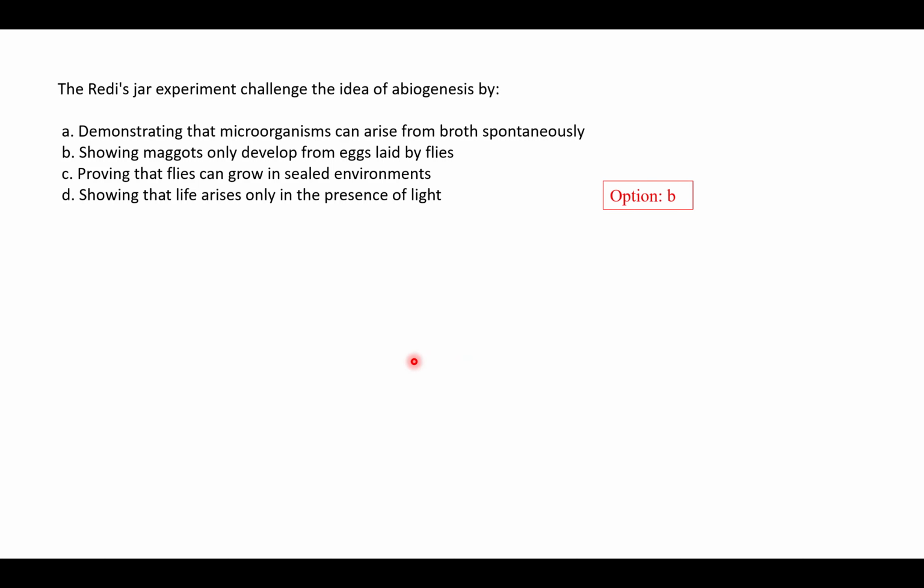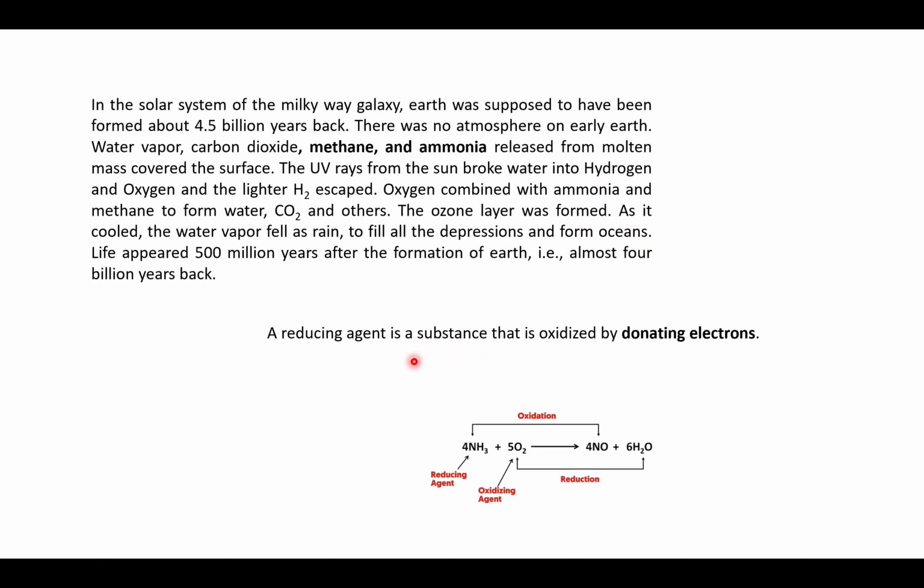So that was about the Redi's jar experiment. Okay, so as I was telling, a little more about the origin of life. In the solar system of the Milky Way galaxy, Earth was supposed to have been formed. It is approximated that the Earth was formed around 4.5 billion years back. In a billion, there are 10 to the power 9 zeros.